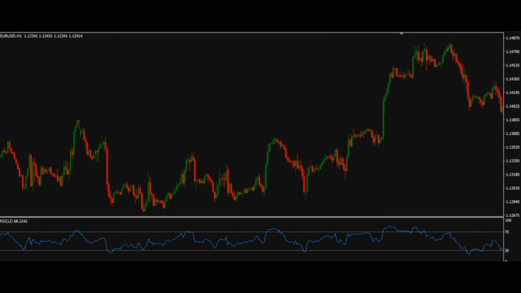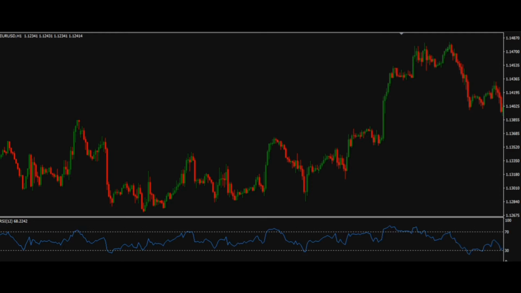Now we draw a trend line for both the price and the RSI indicator. Note that there must be at least 2 collisions between the RSI and the trend line. Wherever the RSI breaks the trend line, a signal is issued to us. Then we can open a buy or sell deal.